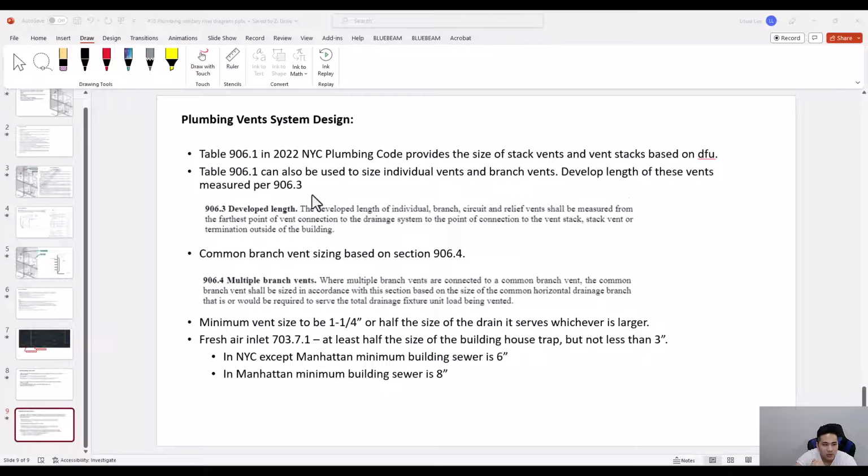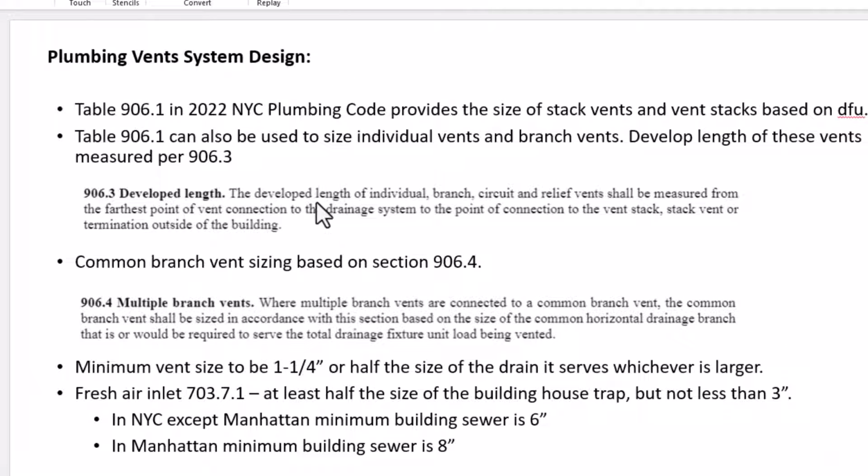Developed length of these vents is measured per 906.3, and that section is here, developed length. The developed length of individual, branch, circuit, and relief vents. We're not going to cover these types of vents, but if you want to read up more on this, it's also in the plumbing code. It shall be measured from the furthest point of vent connection to the drainage system to the point of connection to the vent stack, stack vents, or termination outside of the building.